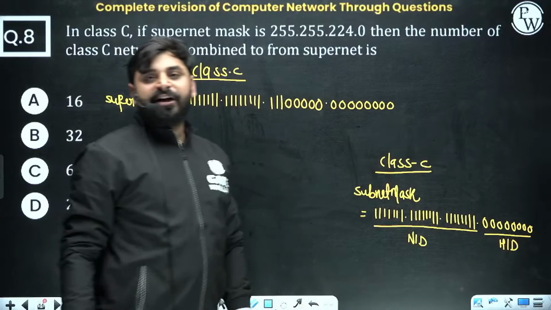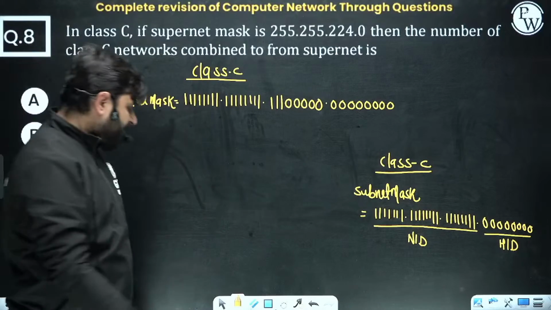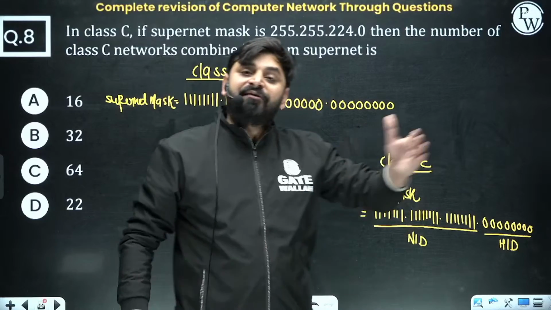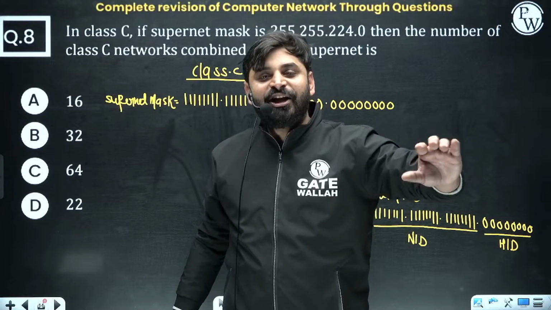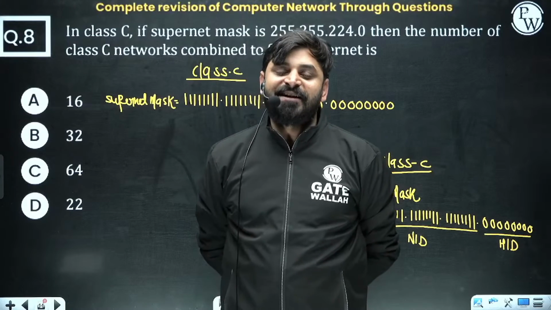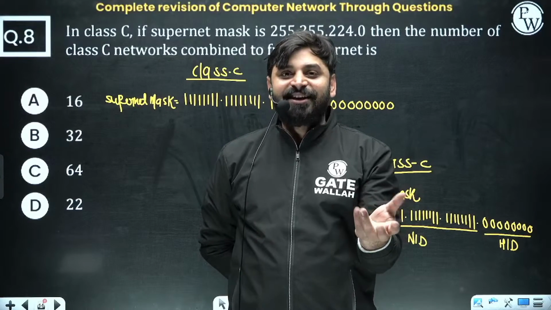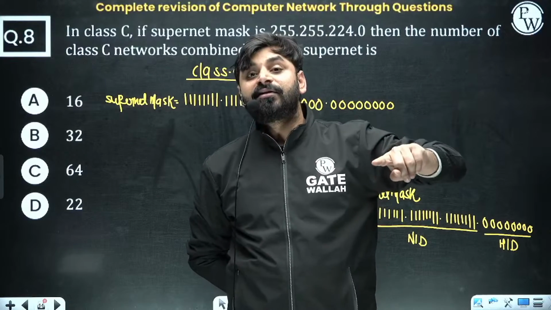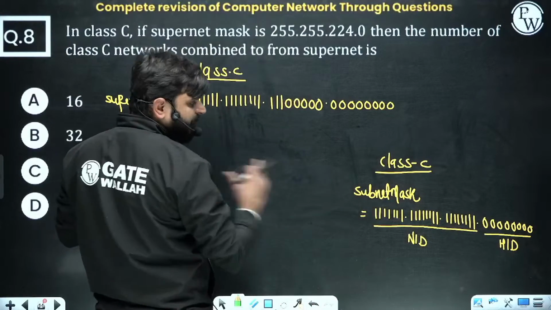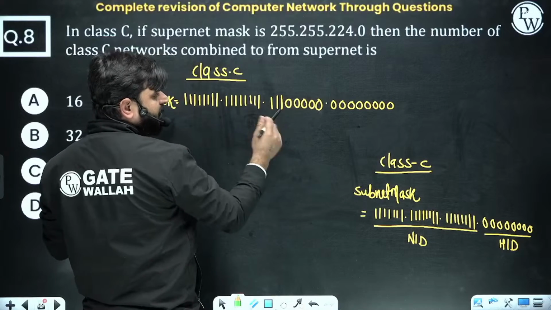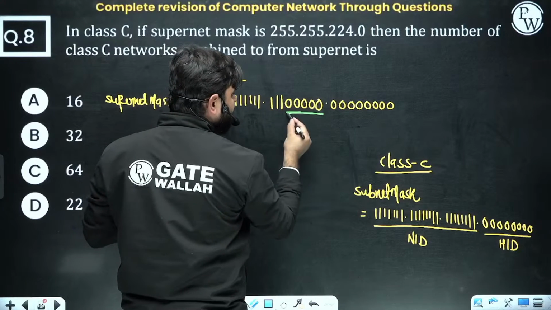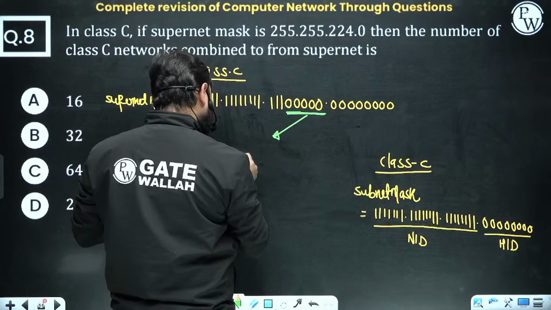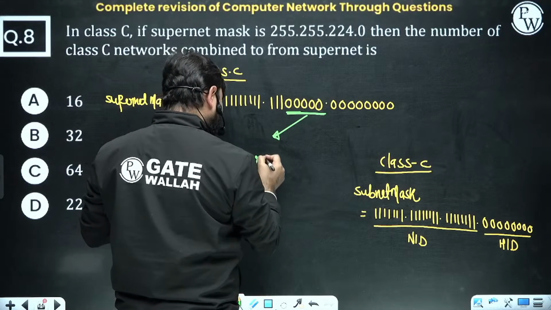In supernetting, we borrow from the network ID part. In a subnet mask, whenever we borrow from the host ID, those bits will be 1, but in the supernet mask, the borrowed bits will be 0. Because class C has a minimum of 24 ones, but how many ones do we have? So these 5 bits are nothing but supernet bits, because we borrow from the network ID.